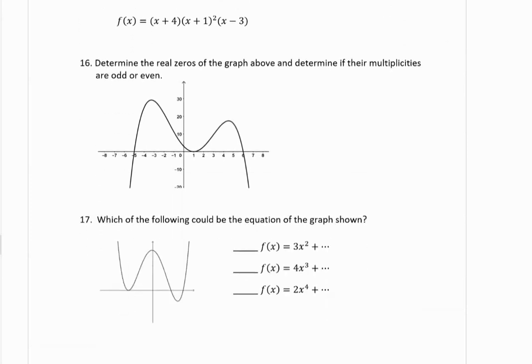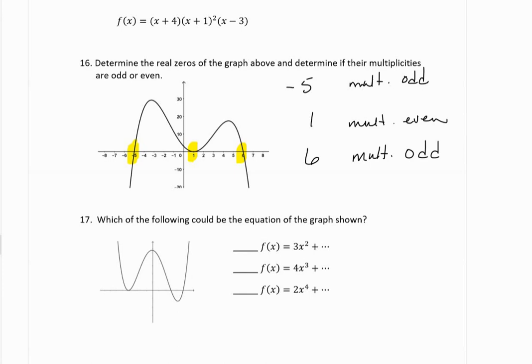Problem 16, determine the real zeros of the graph and determine if their multiplicities are odd or even. The zeros, the real zeros, are at -5, 1, and 6. And the multiplicity of -5 is going to be odd. The multiplicity of 1 is going to be even, because it just touches the x-axis and then bounces back off. And the multiplicity of 6 is odd.